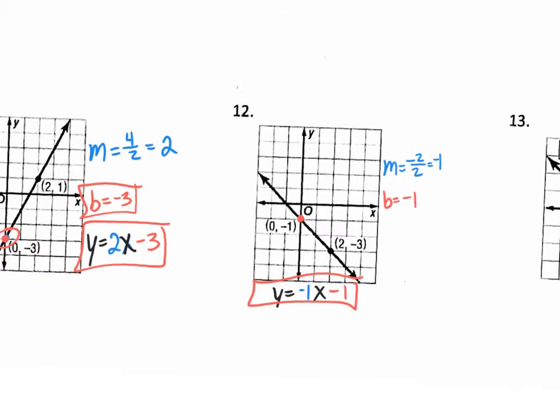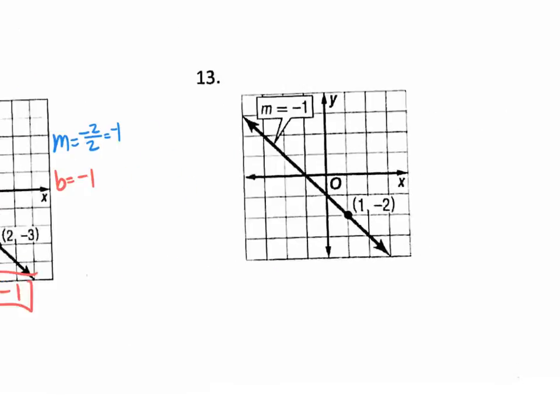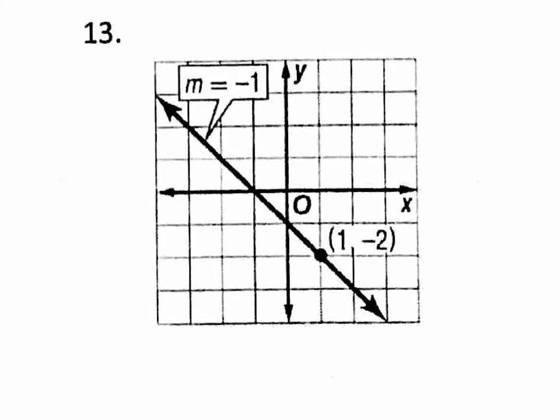So the ones with graphs are really easy to do. Just identify your m, identify your b, and you're ready to go. This one's super easy. They give you the m value. They give you the b value just by looking where it crosses, and you're done. Y equals, the slope is negative 1, x, and the b value is also negative 1.